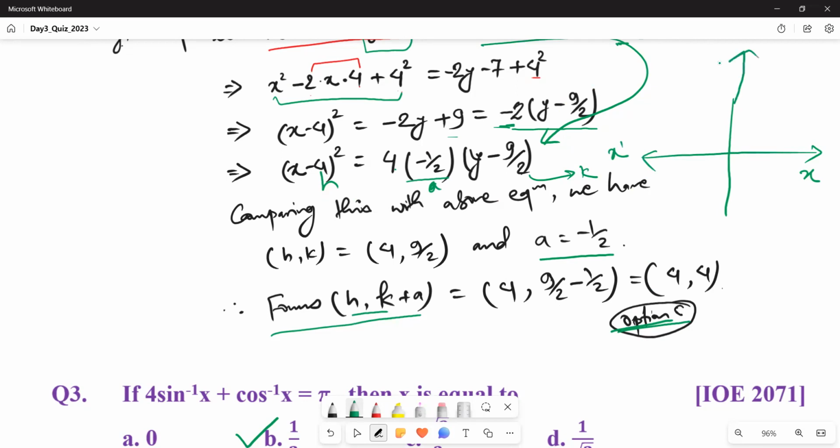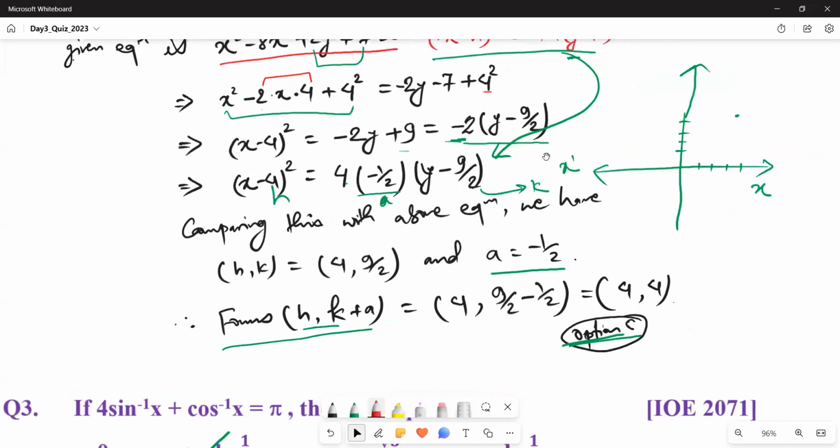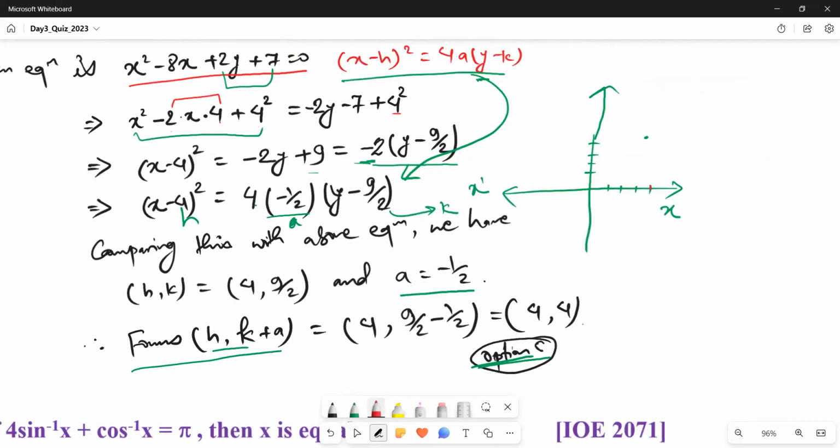So our vertex is at 4 comma 9 by 2, right? 9 by 2 means what? 4.5. So somewhere here we have the vertex, and then we can see that something like this should be. This is a bit shifted, but anyway you should understand that this is the vertex, right? Vertex, and here our focus will come, right?